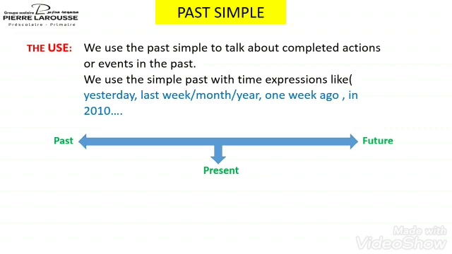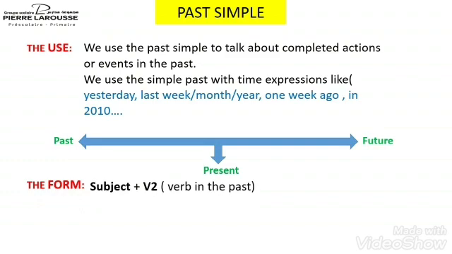So the second thing after the use is the form. What is the form of the past simple? The form is very simple: subject plus V2. V2 is the verb in the past. Like this sentence: she slept. We have the subject, she, and slept, the V2 or the verb in the past. So slept is irregular, and the infinitive of slept is sleep.